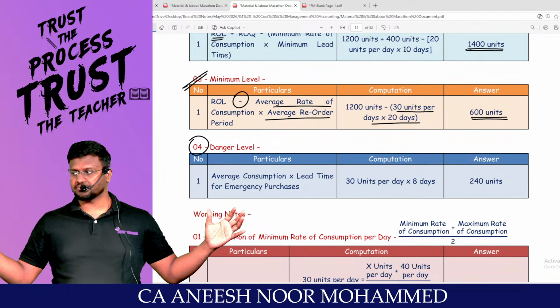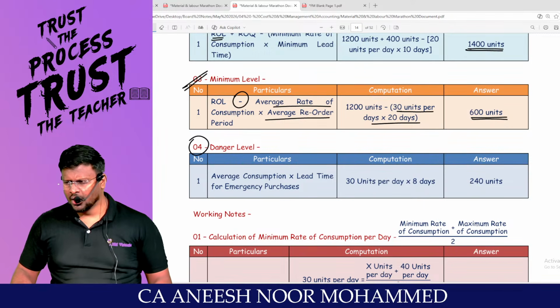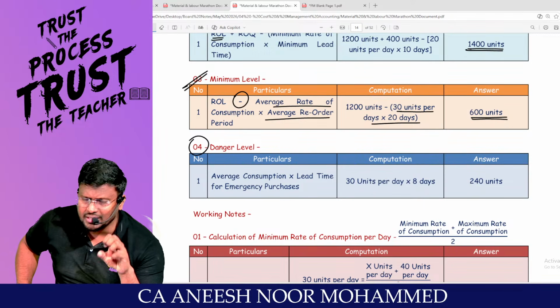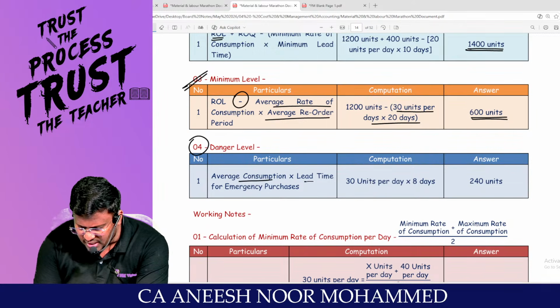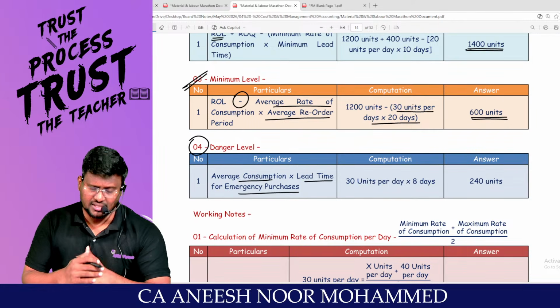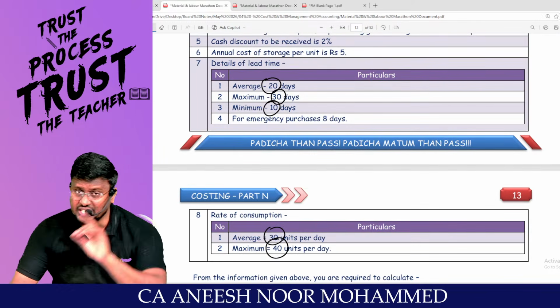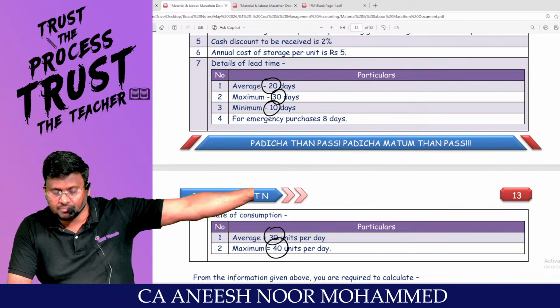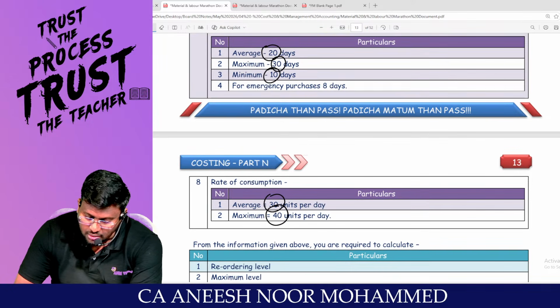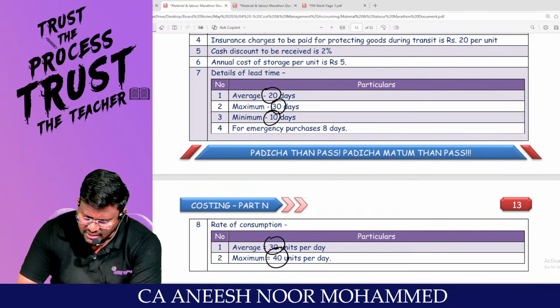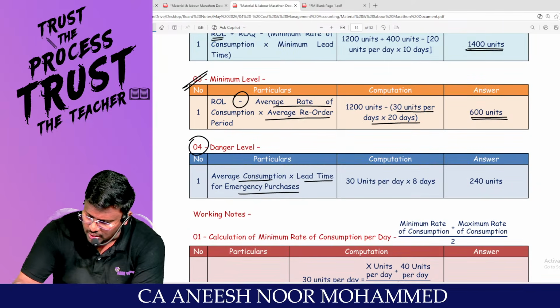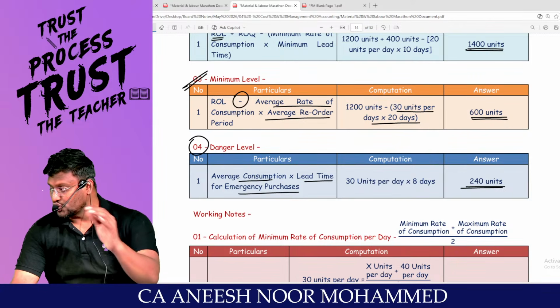Danger level. Sir, when the stock reaches that time, the siren will come. In the sense, average consumption into lead time for emergency purchases. What is the average consumption? Gen Z approach, not the parents approach. Alright, average consumption is 30 units. Minimum, bare minimum, that guy will take 8 days. So 8 into 30 comes to 240 units is the danger level.